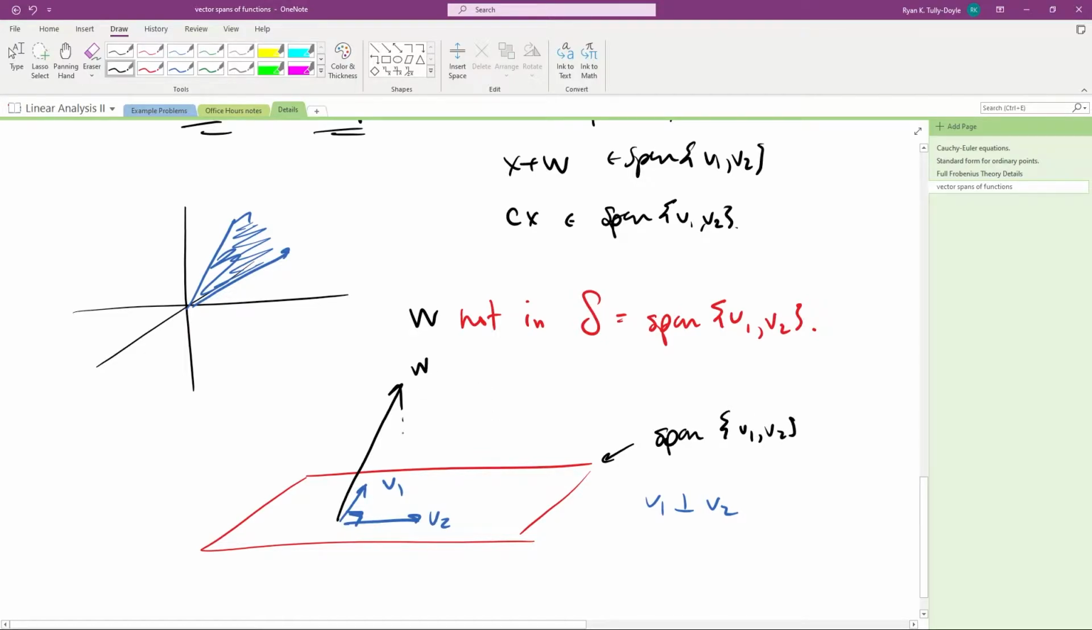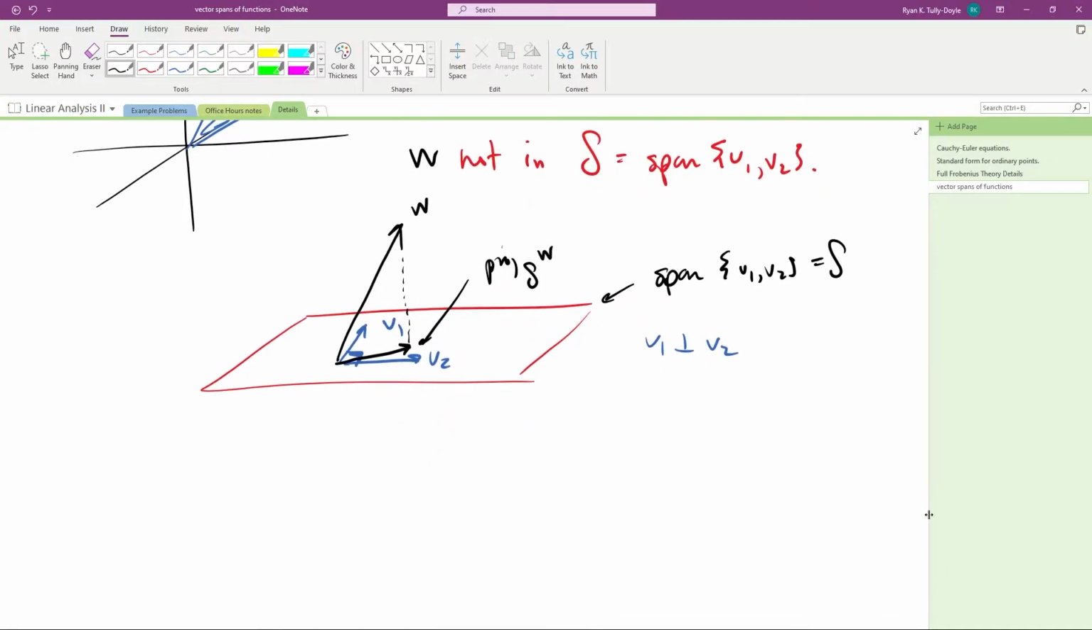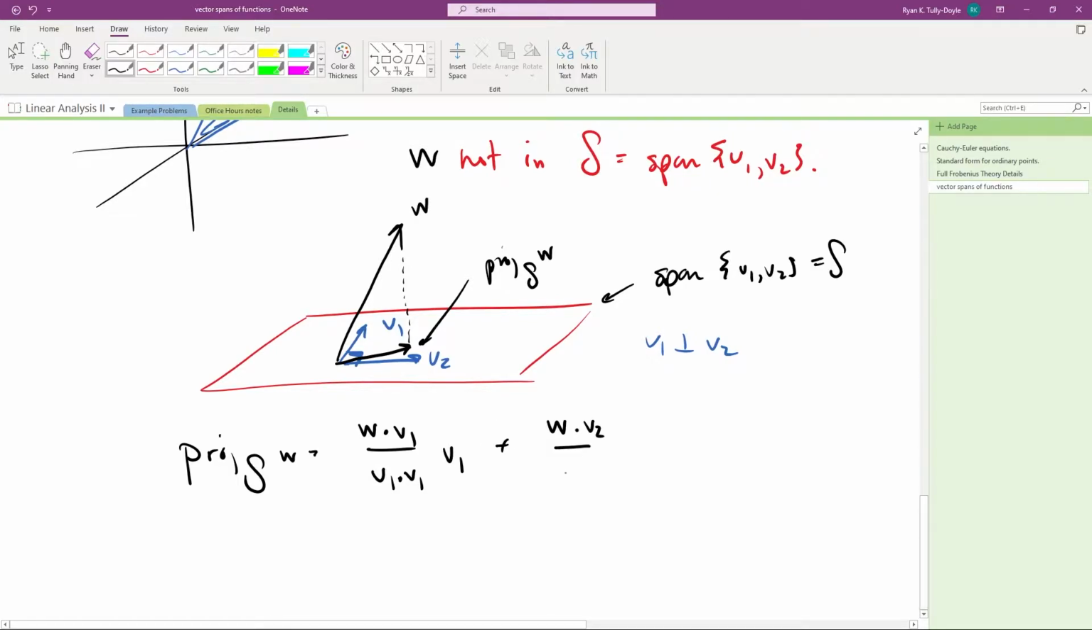Well, what we do is we sort of cast the shadow of w down onto the plane, and then we find this vector right here. So that vector is called the projection of w onto S. And it has a very nice computational formula as long as v1 and v2 are orthogonal to each other. So the projection onto S of the vector w is given by the dot product of w with v1 over v1 dot v1 times the vector v1 plus w dot v2 over v2 dot v2 times the vector v2.